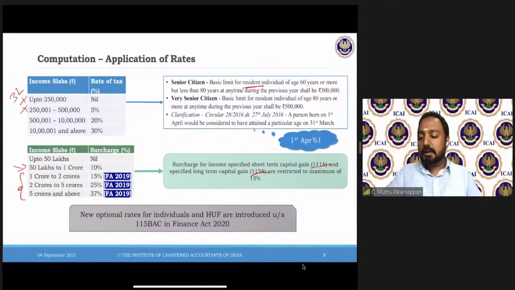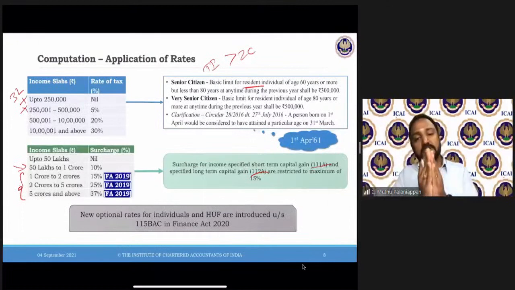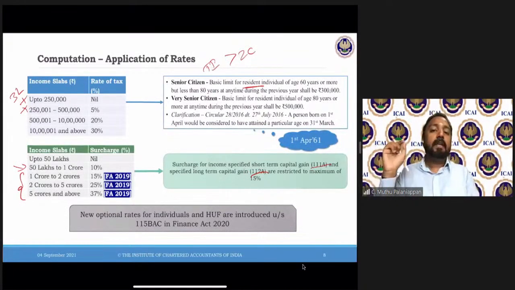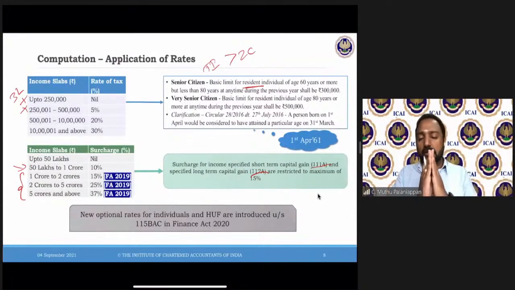But the question comes when your income is above 2 crores, that is, your total income is greater than 2 crores. In this case, your surcharge will be applicable only up to 15% and not 25%. That's what we are saying. Your surcharge is restricted only with respect to short-term capital gain and long-term capital gain. For other sections, it is not restricted. So for other sections, if your income crosses 2 crores, you can always apply 25%. So that's the point as far as your income computation goes, with respect to surcharge rates.